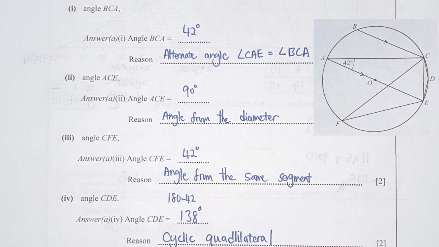As for angle CFE, this one will be an angle in the same segment as CAE, which is 42 as well. As for the last part, CDE, we are focusing on the cyclic quadrilateral concept of ACDE. So the opposite angles will add up to 180. So 180 minus 42 from CAE will get you 138.